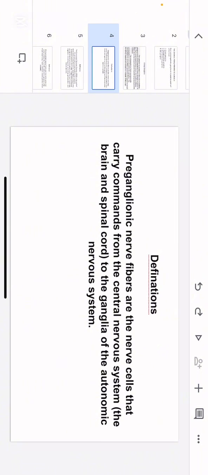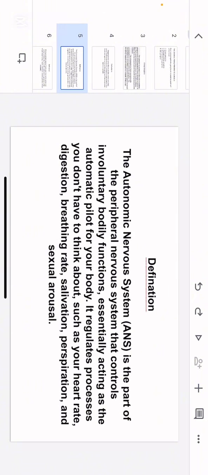So first of all you should know what are preganglionic fibers and what are postganglionic fibers. So here is the definition of preganglionic fibers. Preganglionic nerve fibers are the nerve cells that carry commands from the central nervous system, in which there are 2 things, brain and spinal cord, to the ganglia of the autonomic nervous system. They give signal to the autonomic nervous system. So what is the autonomic nervous system?